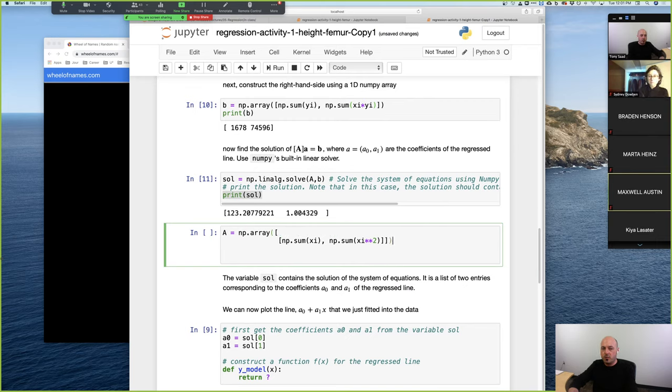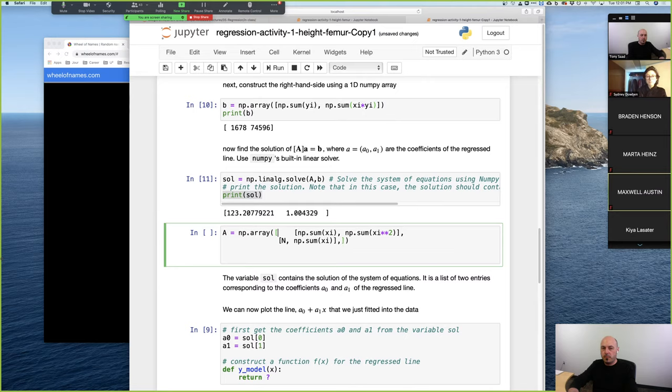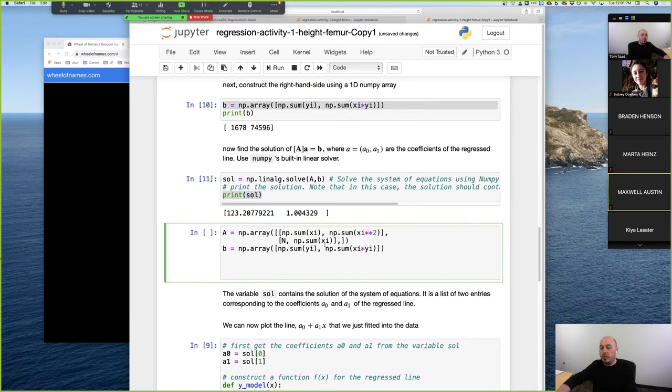we would have exchanged these rows. Okay, so this would be the first row and this would be the second row, okay? I'm just going to prove to you that we get the same answer. And same thing with B. If you remember Braden's answer, he had everything inverted because his solution consisted of doing A1 and then A0. Sorry. So issue here.